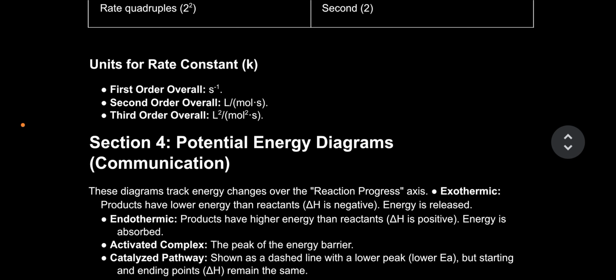Units for the rate constant, k. First order overall is s^-1. Second order overall is L per mole times s. Third order overall is L squared per mole squared times s.